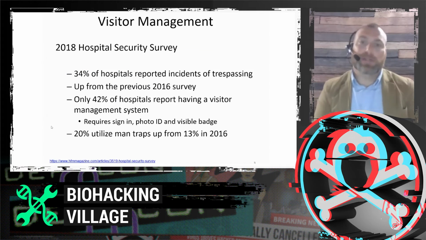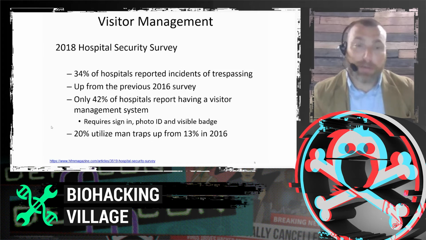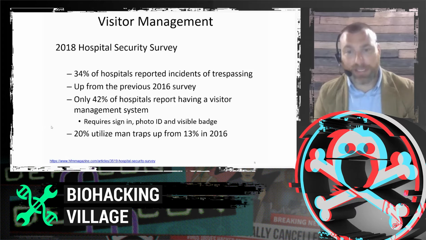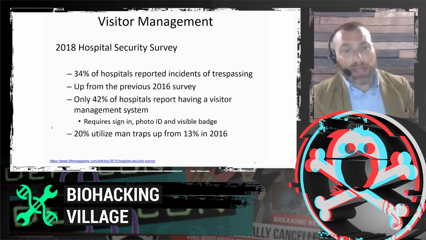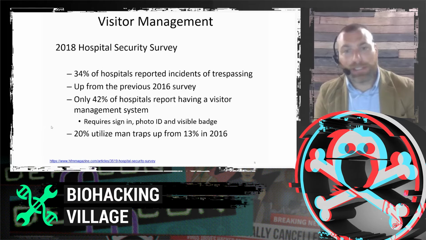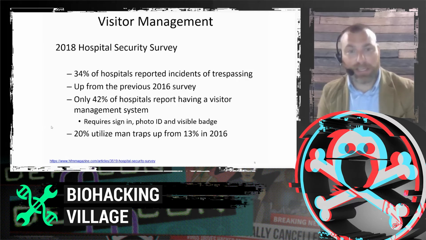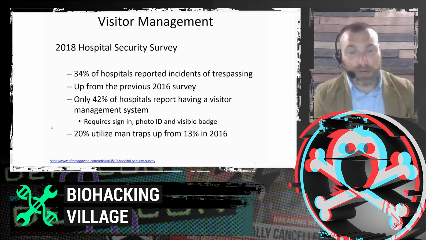So we'll quickly look at hospital physical security studies that have been done, to lay that foundation of what the current threat landscape is. Of a survey that was done in 2018 for physical security in hospitals, 34% of hospitals did report some incidents of trespassing that year. That was up from 2 years prior.